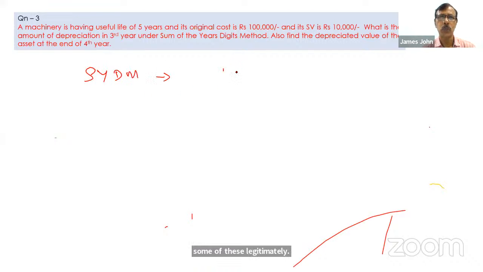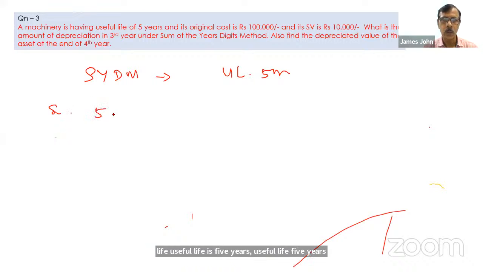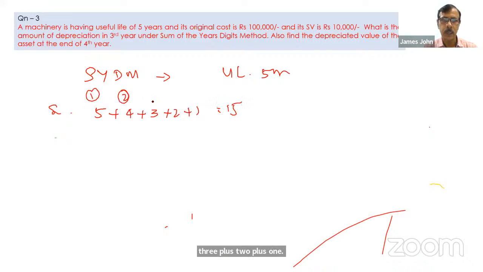Here, what is the useful life? Useful life is 5 years. Useful life 5 years means what is the sum? Sum is equal to 5 plus 4 plus 3 plus 2 plus 1. This is equal to 15. This is first year, this is second year, this is third year, this is fourth year.